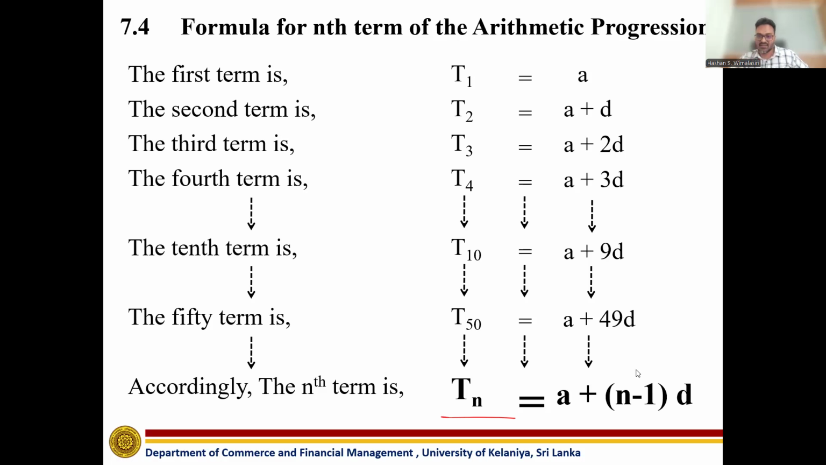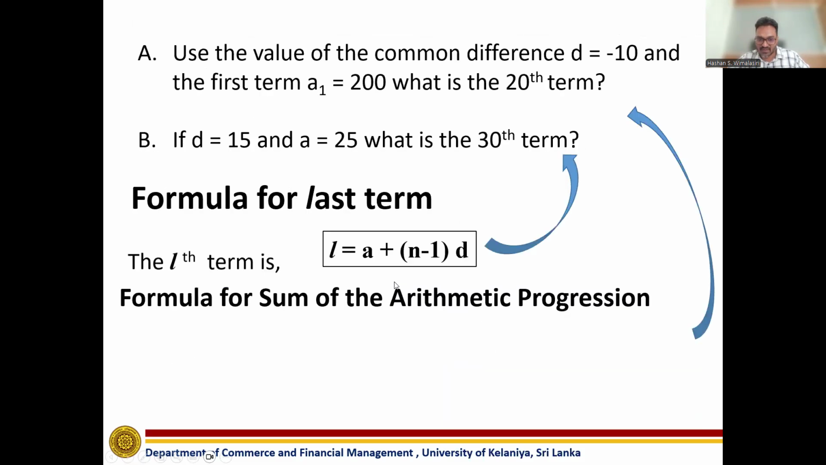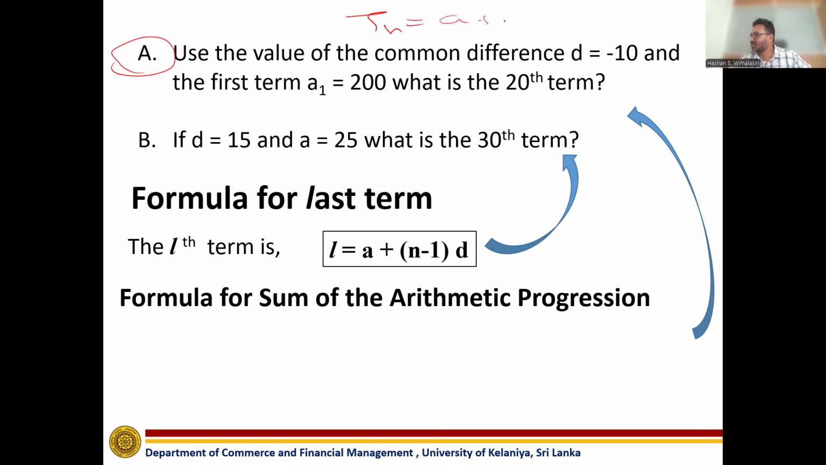This is the arithmetic series formula to find the nth term. Right? Using this, you can find the nth term. So, can you do this one? Question A using this equation. The equation is Tn equals a plus n minus 1 d. Right? Do it fast. First one.